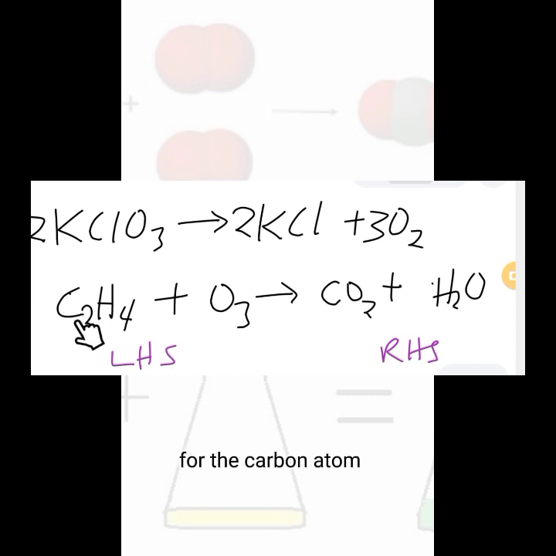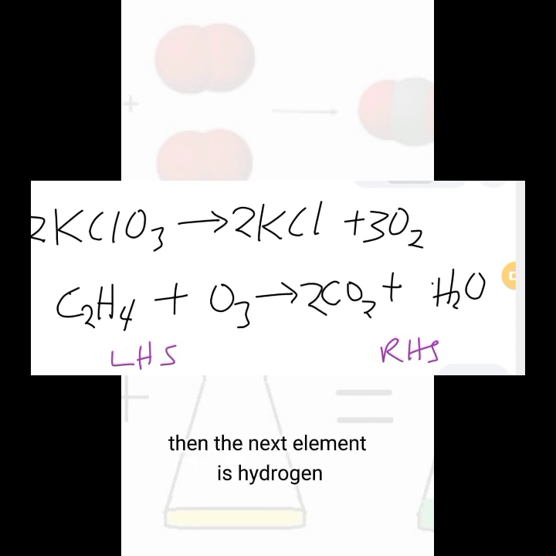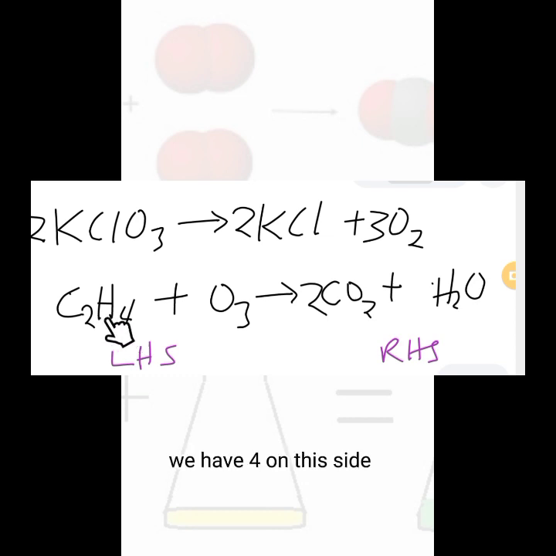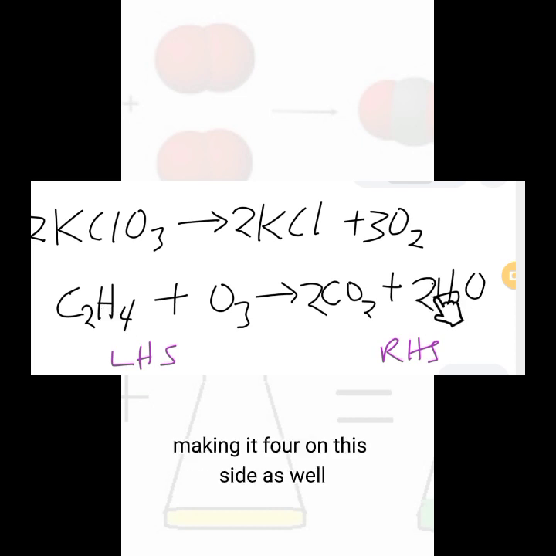For the carbon atom, we have 2 atoms here, we have 1 atom here, so we add 2 to this side making it 2. Then the next element is hydrogen. We have 4 on this side, we have 2 on this side, so we add 2 to this side making it what? Making it 4 on this side, then 2 times 2 making it 4 on this side as well.